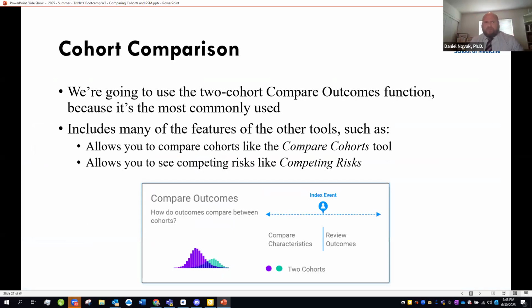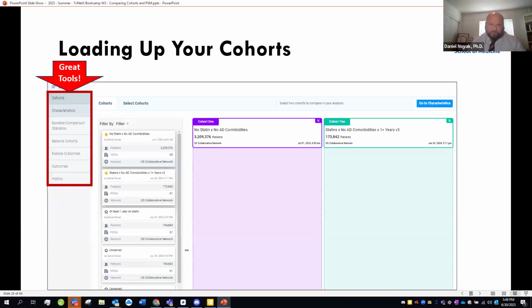Again, the cohort comparison is the one we're going to use because the two cohort outcome comparison allows you to do things that include the compare cohorts tool and the competing risks tool. So in order to use this tool, you really have to learn those two other tools anyway. And we're going to go through those functions as we go as well. Partially because the compare cohorts tool is necessary to help you with your propensity score matching, and your competing risks tool is very similar to what we're going to look at in terms of looking at the outcomes between different groups. I believe that's actually going to come in the next session as well.